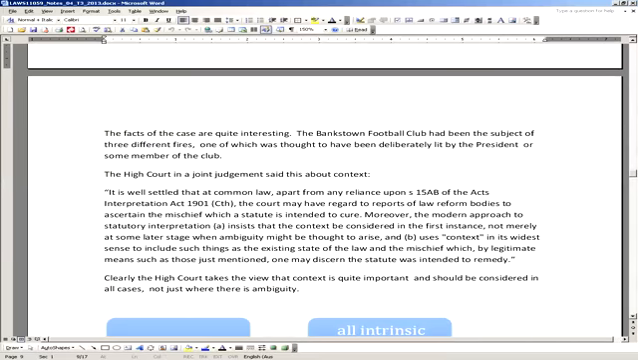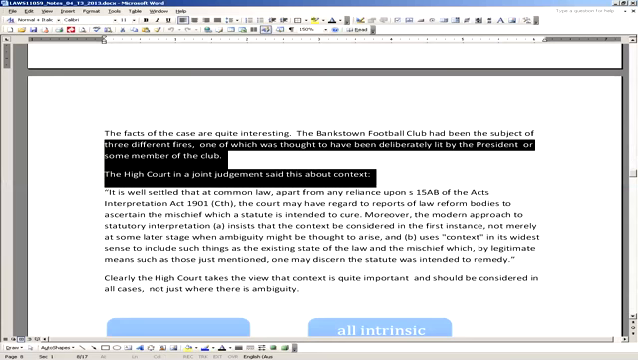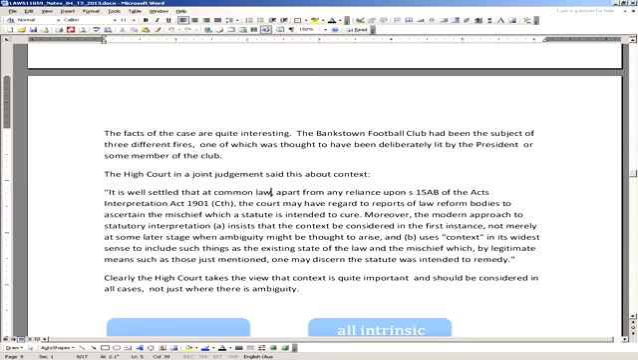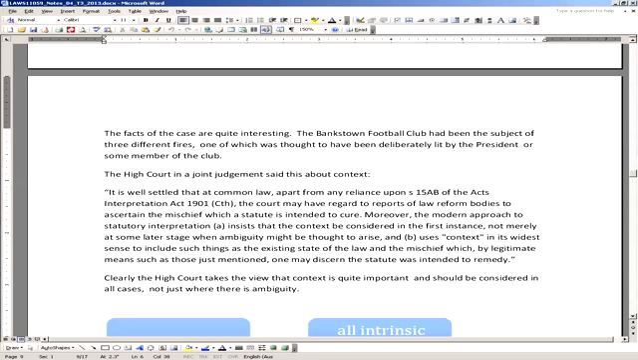There'd been a number of fires at the club, one of which they thought had been deliberately lit by the president or some member of the club. And the High Court said, well, it's well settled in the common law, so they're looking to case law to help them work out the answer. And then it's mentioned in the Acts Interpretation Act that the court may have regard to reports of law reform bodies to work out what's the mischief which the statute is trying to fix, to cure.